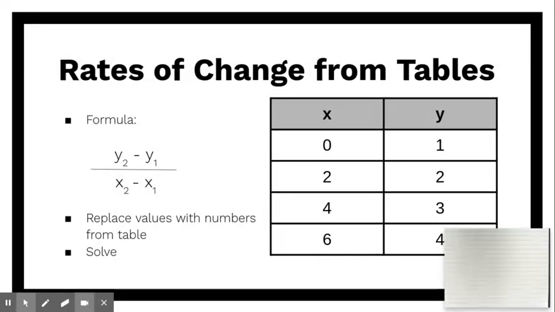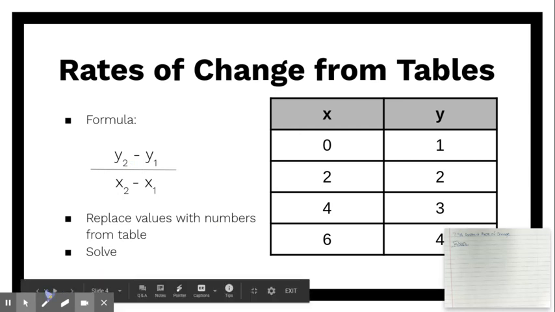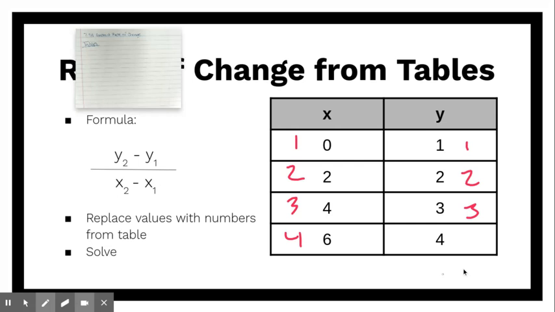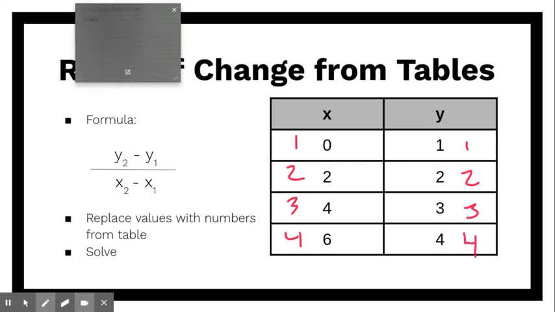Okay. So when it comes to rates of change, you have a formula. It's going to be y sub 2, that means the second y, minus y sub 1, over x sub 2 minus x sub 1. So if I'm looking at this table here, I'm going to label them 1, 2, 3, 4. And that's what I mean, y sub 2 minus y sub 1.